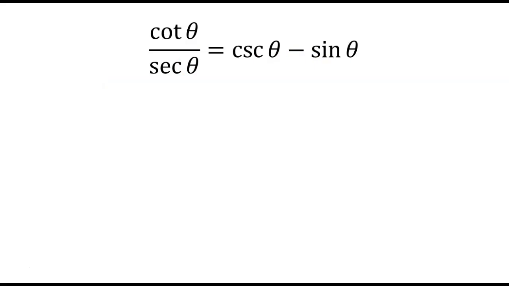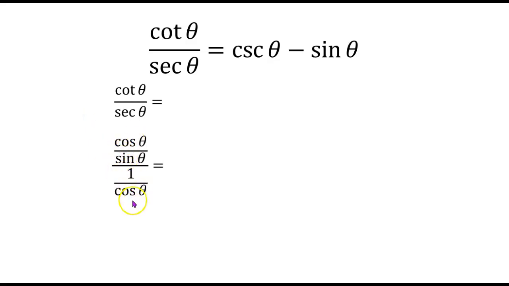Okay, cotangent theta over secant theta. What can we do with these? Well, the cotangent is equal to the cosine over the sine, and the secant is equal to 1 over cosine. Does that help us? Well, now we've got this big multi-layer fraction. Let's treat it as a fraction divided by another fraction and turn it into the top fraction times the reciprocal of the bottom fraction. Cosine theta over sine theta times cosine theta over 1.